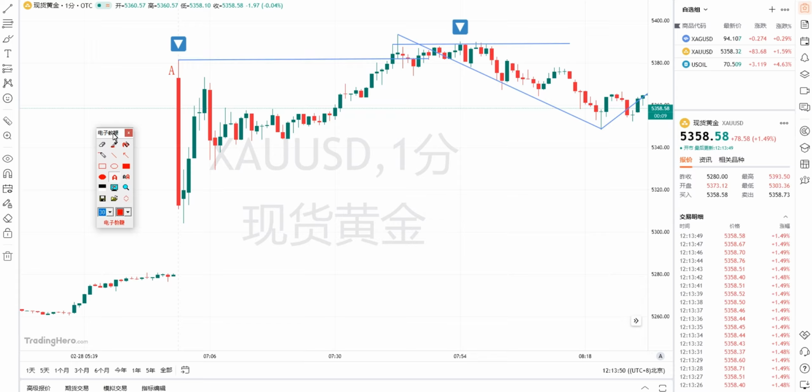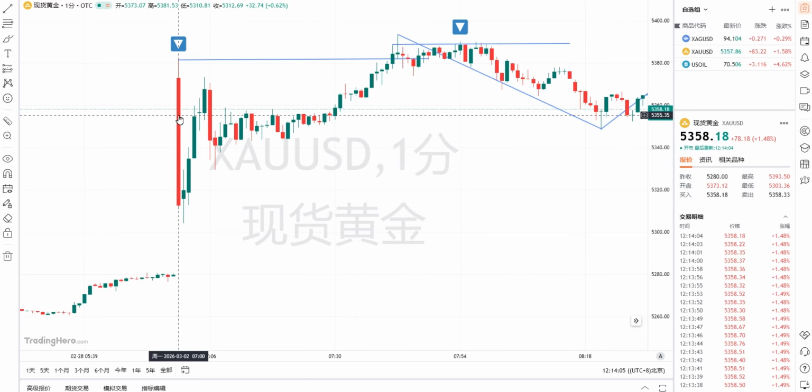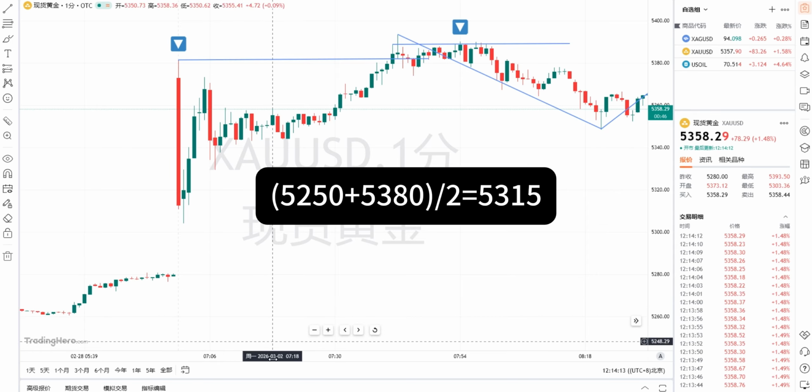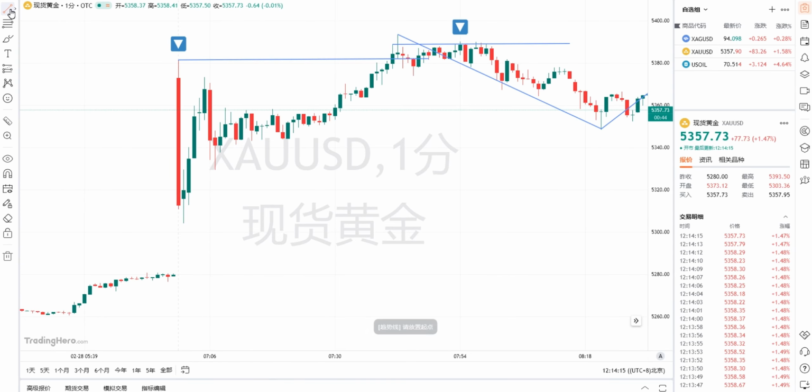I opened a short position of 1.6 lots at 5,380 at that time. Short position of 1.6 lots at 5,250. Short position of 1.6 lots at 5380. Then my total average cost for the short positions was 5315. So I immediately set a pending take profit order for 1.6 short lots at 5310.